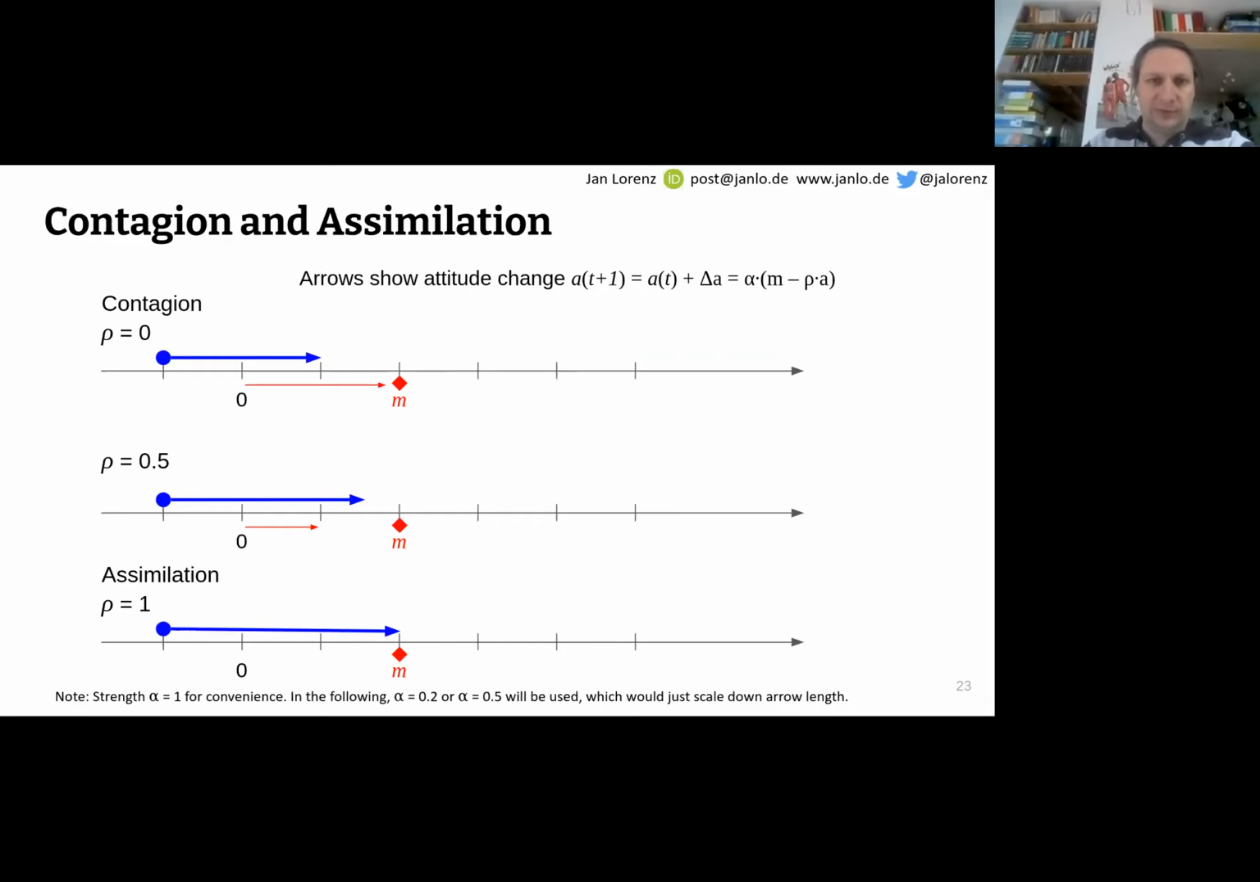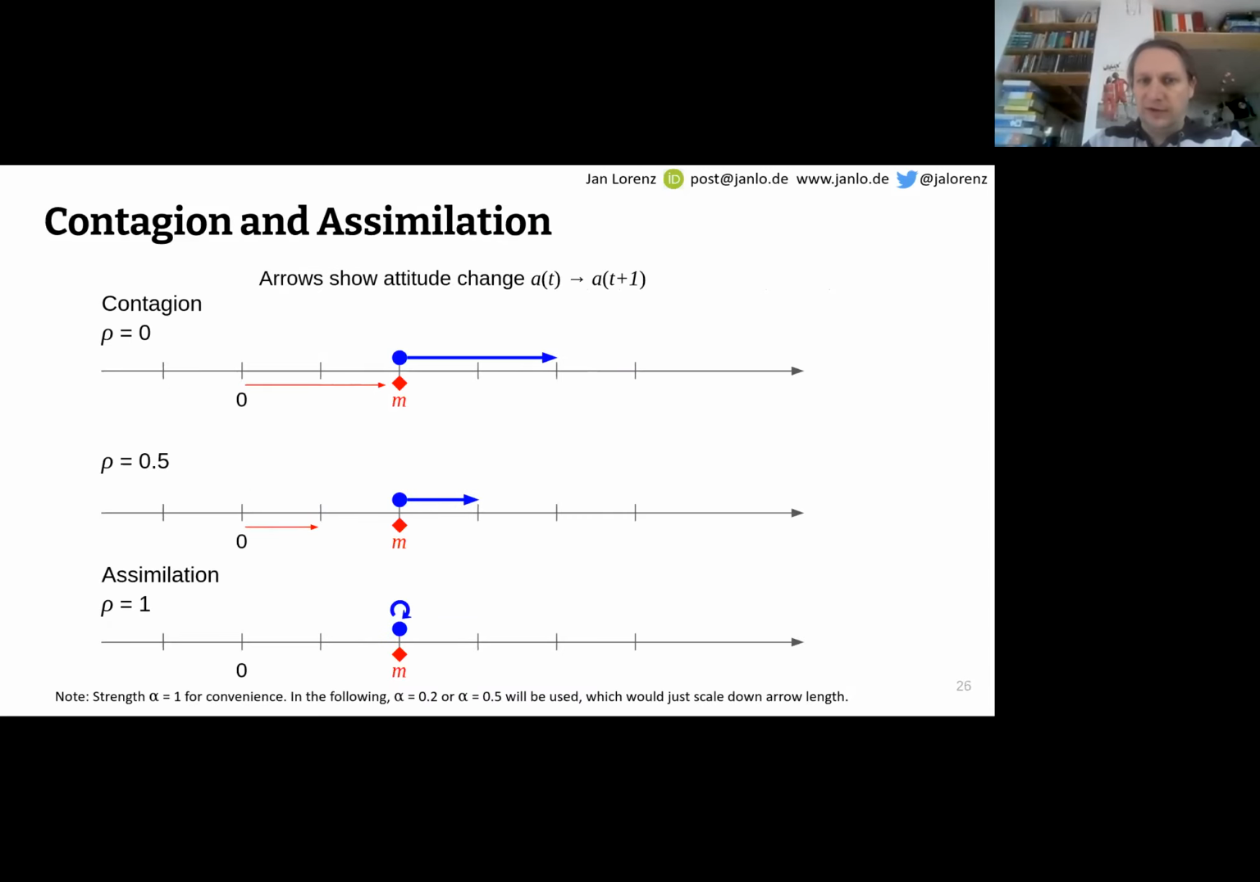But the interesting part is in the middle. Okay, this is a kind of turning point up here. There's nothing contagious anymore, but the person is drawn backwards, because now the assimilative power is stronger than the contagious power.